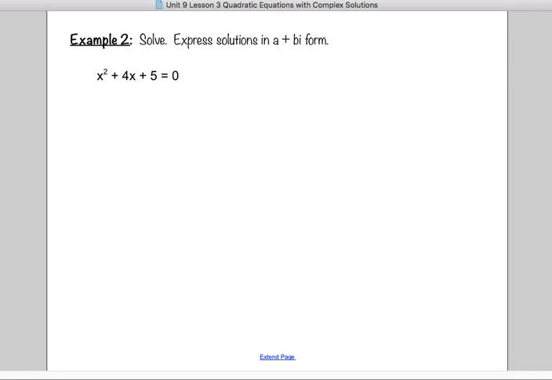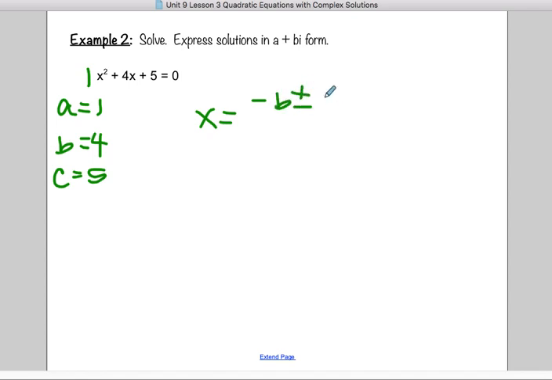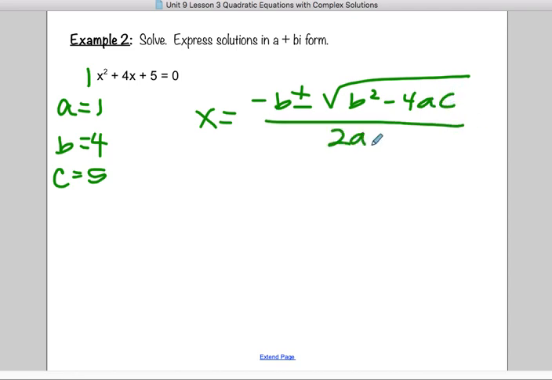So now what I'm going to do is go to the quadratic formula. Okay, I would write down who a is, who b is, and who c is. A is always in front of your x squared, so it's the number 1. B is your number in front of x, so 4, and then c is 5. And then we're going to plug it in the quadratic formula, so just remember it's negative b plus or minus the square root, b squared minus 4 times a times c, all over 2a.